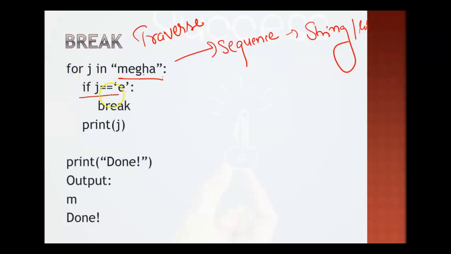The point is the condition is working for j equals to e. If j is equal to e, then break is written. Otherwise, you can see we have print here. Print, we are displaying the value of j. So print j is parallel to if. That means it is not a part of if, right? It is outside if.